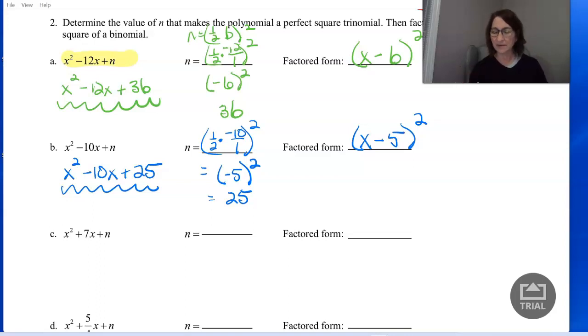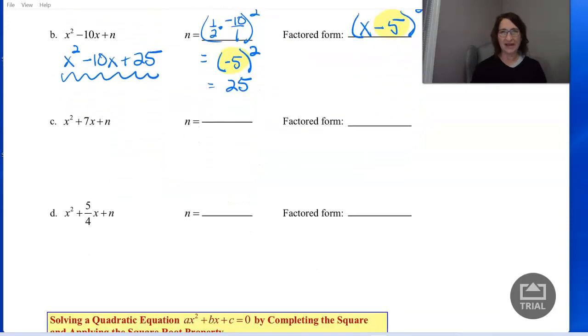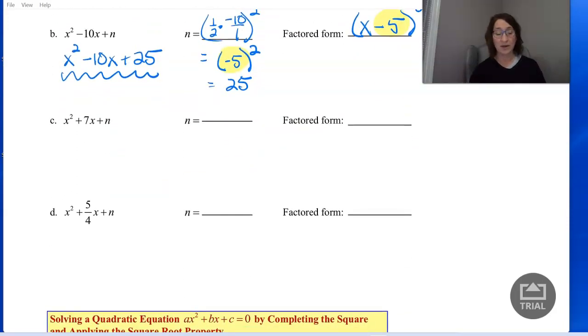So this minus 5 matches that 1/2 of that b term, always. All right, let's do another one. So this next one is going to be, our n is going to be 1/2 times 7/1 squared.